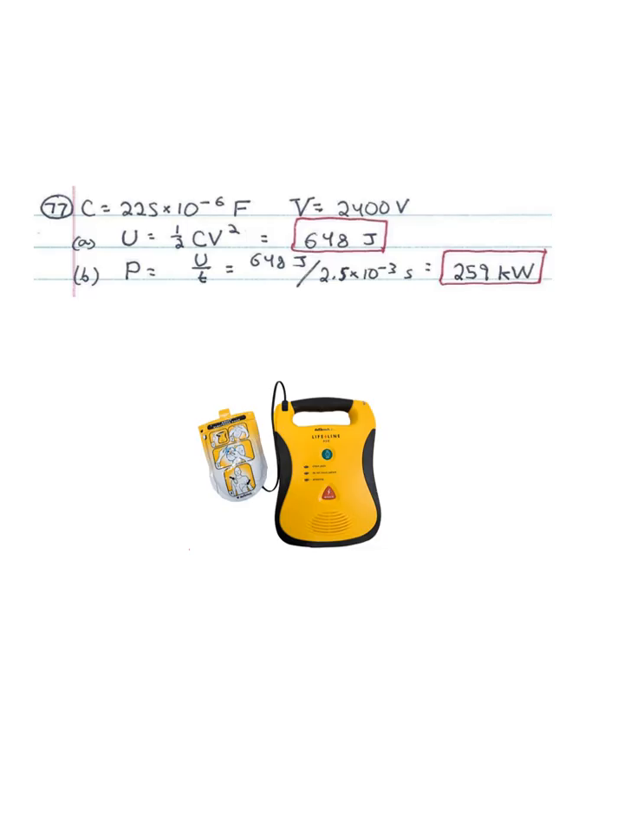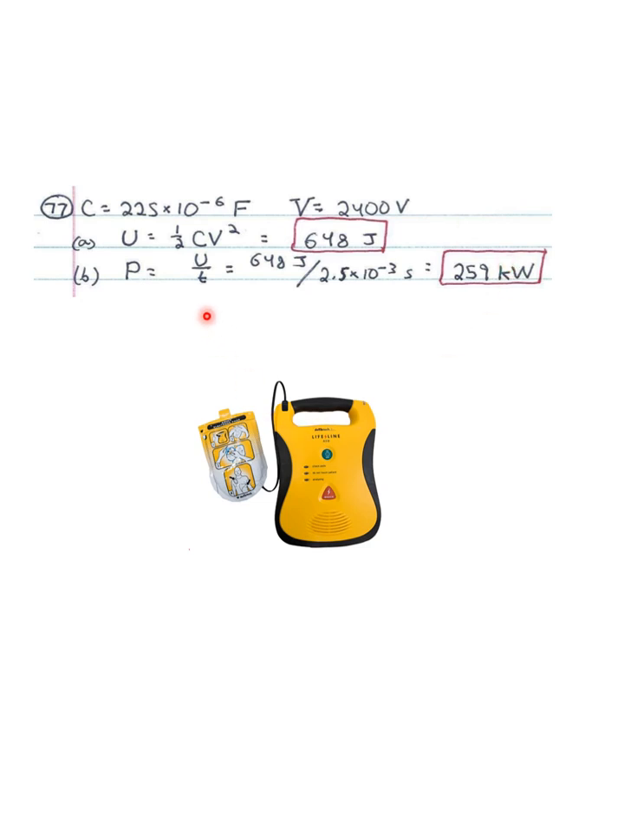Number 77. A defibrillator uses a 225 microfarad capacitor charged to 2400 volts. How much energy is stored? What is the power delivered to the patient if the capacitor discharges completely in 2.5 milliseconds? The energy stored in a capacitor is given by 1/2 CV squared. So we take capacitance times V squared times 1/2. You should get 648 joules.